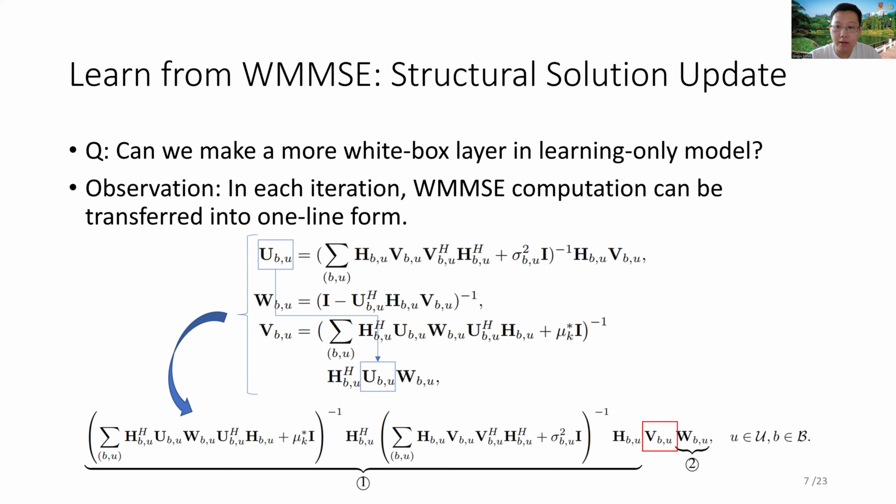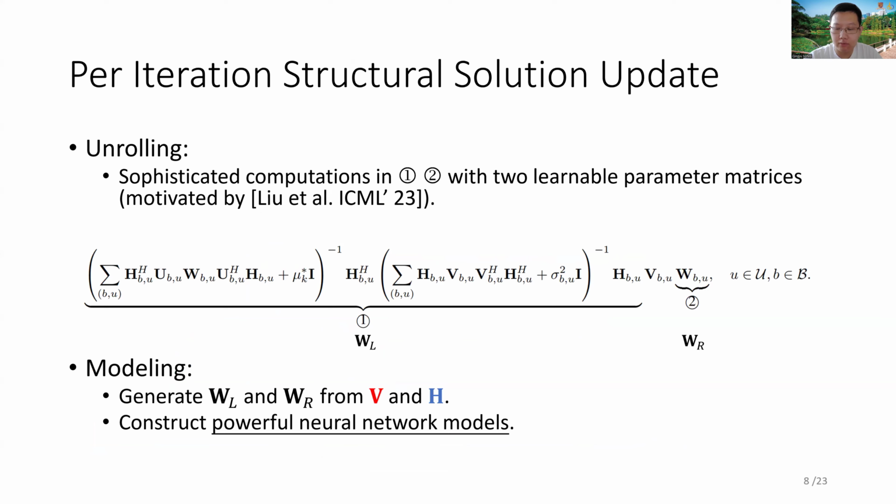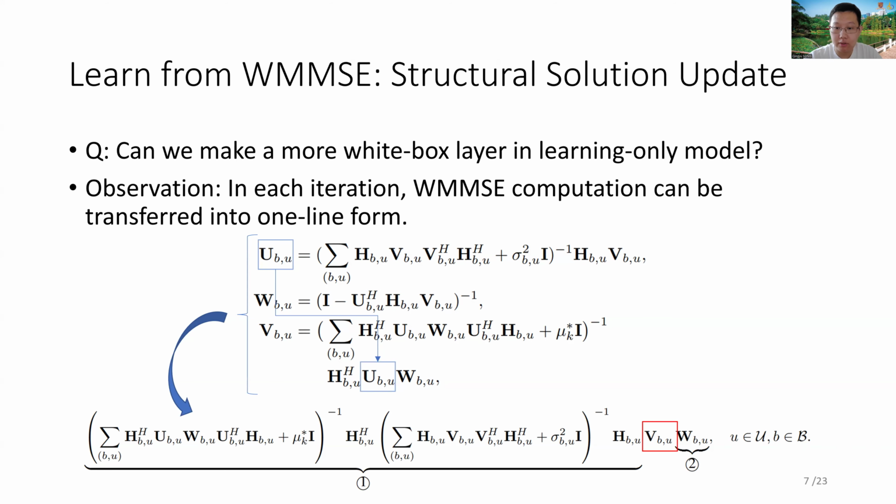First, we find that in each iteration, the computation in WMMSE can be transferred into one-line form. For example, this is the whole workflow of one iteration in WMMSE. Given the channel H and the precoding V from the last iteration, we first calculate two auxiliary parameters U and W, and then use them to update V. Then we find that we can substitute the equation of U into the third one and get the one-line update of V.